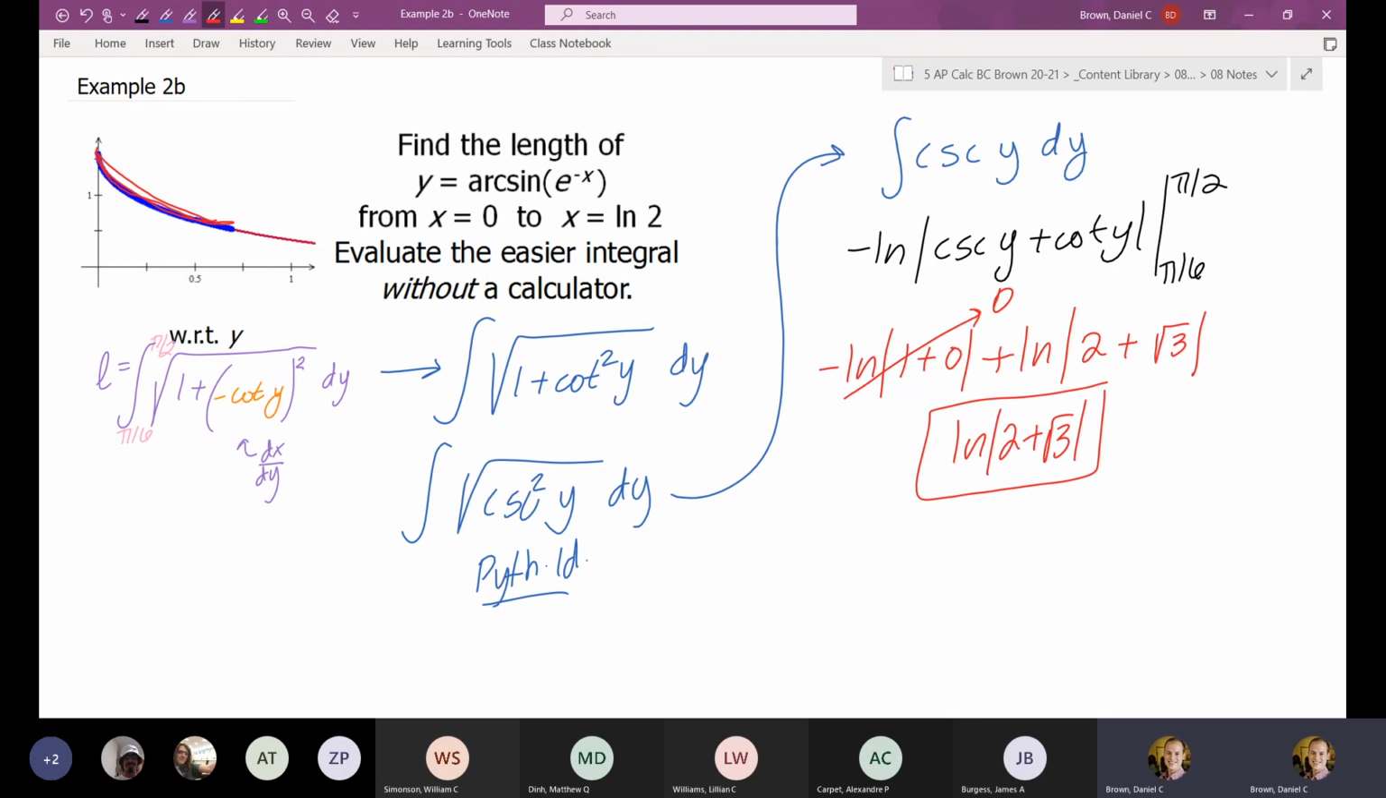One way this is often used, which unfortunately we don't see in BC, is we can actually turn arc length into surface area. So you can find the surface area of pretty much any three-dimensional figure. We're just going to stick to arc length land in BC. Any questions though for that problem?